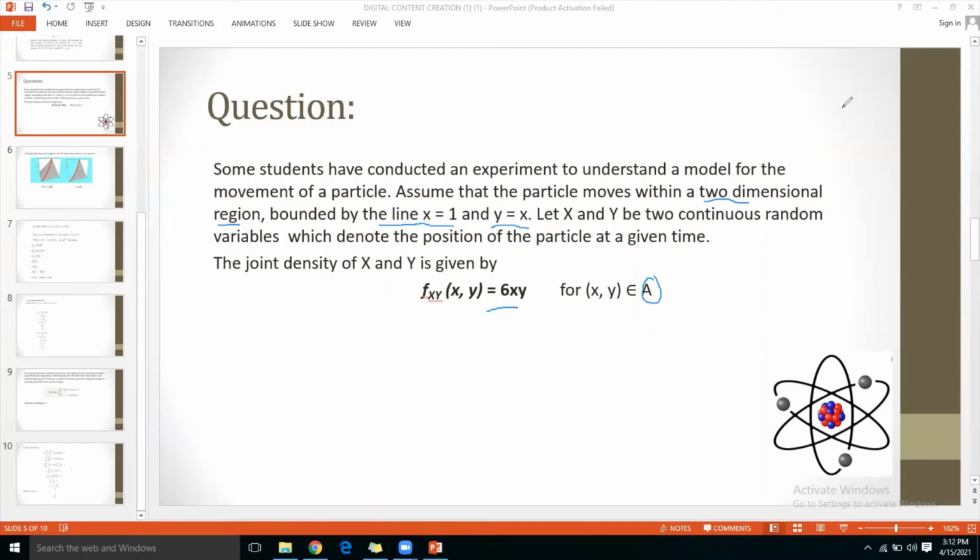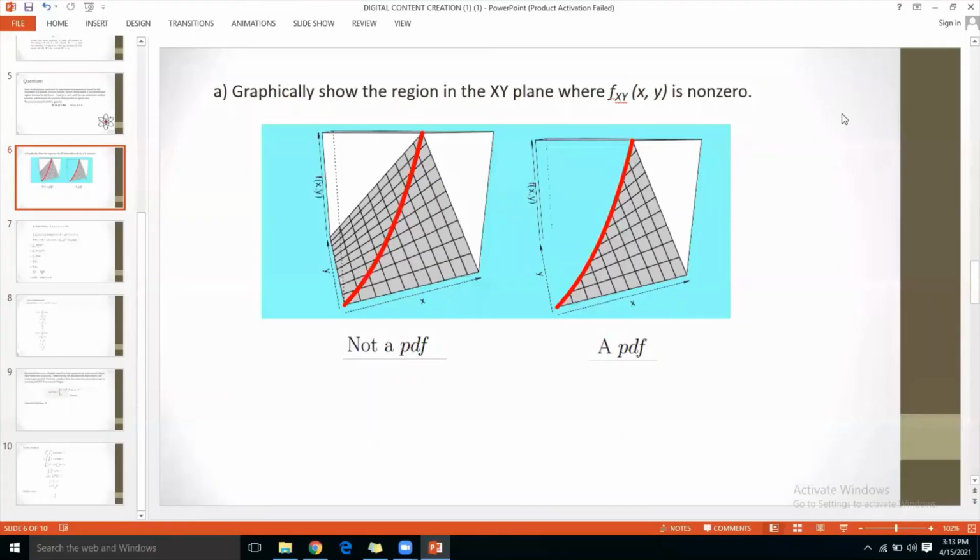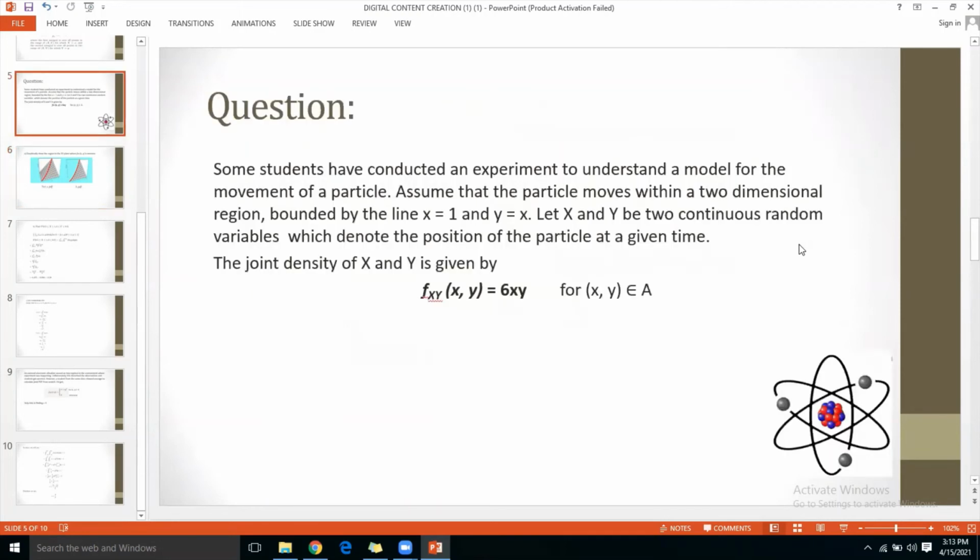So basically this is the only information that is provided to us for the starting of the question. The first part of the question says, graphically show the region in the xy plane where f(x, y) is non-zero. Basically we have to show that region graphically, draw the region where our PDF is non-zero. So if we read the question, we have only this much information given.